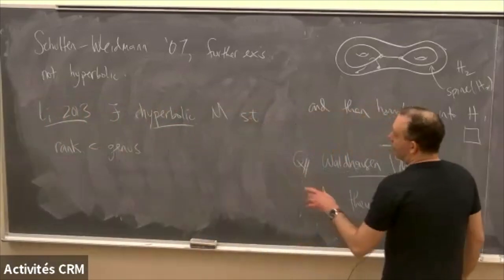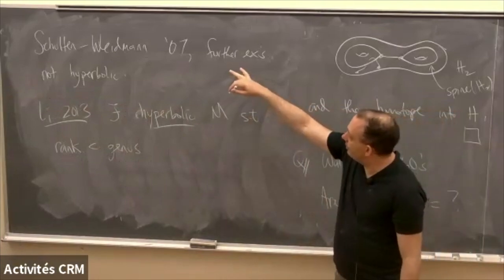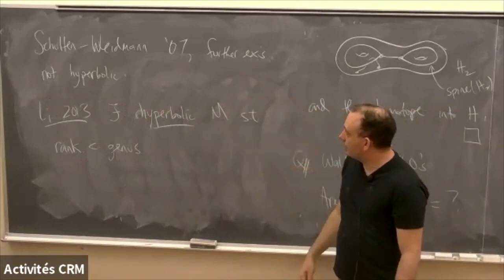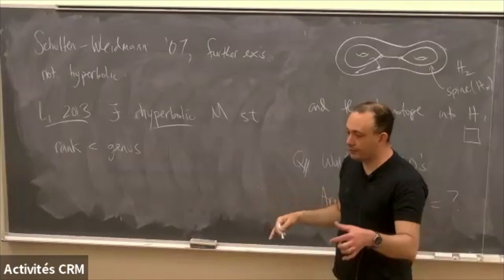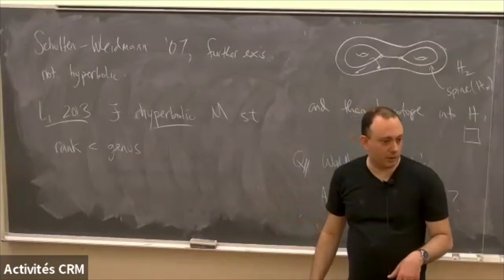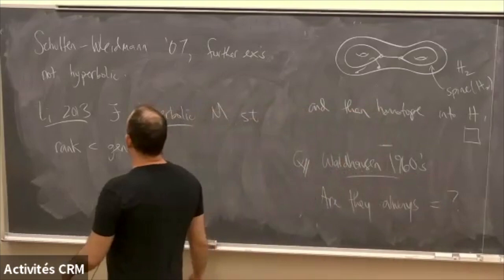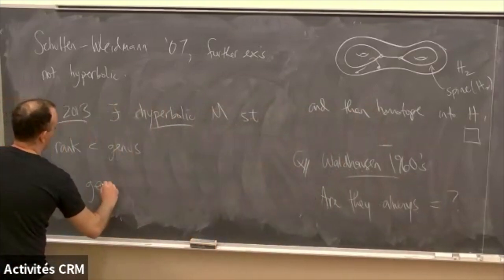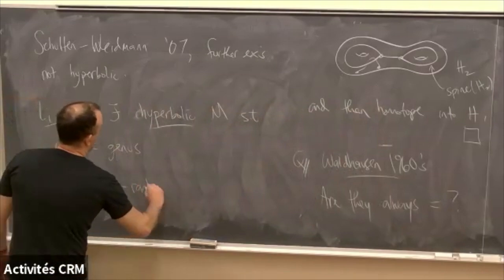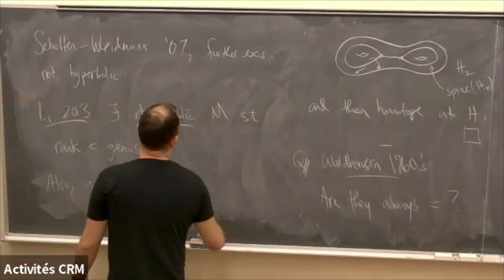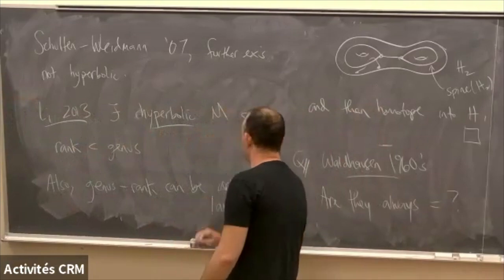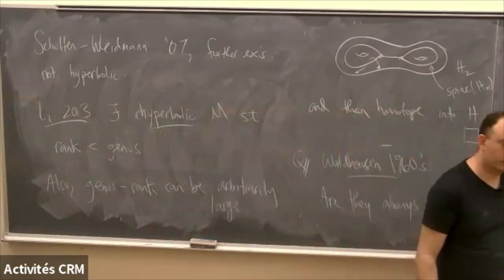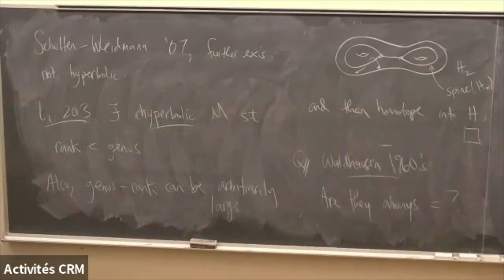And maybe I should also say that in both of these cases, they also show that the difference between rank and genus can be made arbitrarily large. So genus minus rank can be arbitrarily large. Is this a statement that if they're not equal, then you can make them arbitrarily large, or just these particular examples?